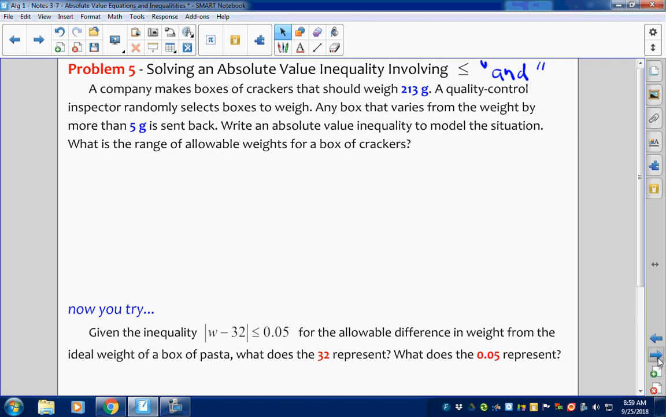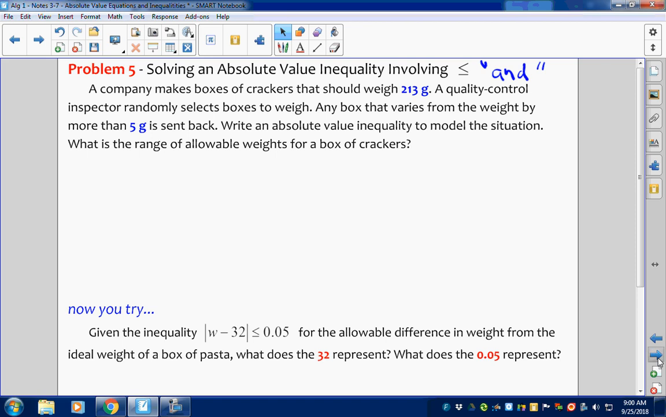If it's too low on the other end, people could get upset, and there could be lawsuits for not getting their stated amount of crackers. People are serious about their crackers, but you never know, right? So you've got to be within a certain tolerance. So it says, quality control inspector randomly selects boxes to weigh. Any box that varies from the weight by more than 5 grams is sent back, or he just eats a few and then closes it back up and puts it back in production.